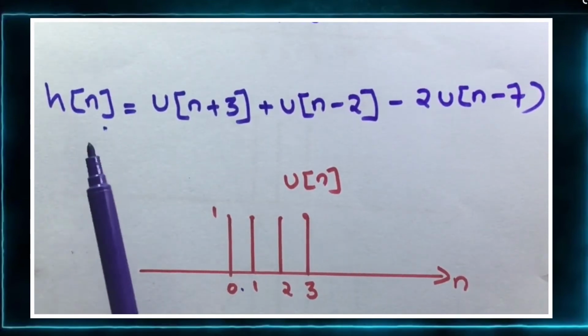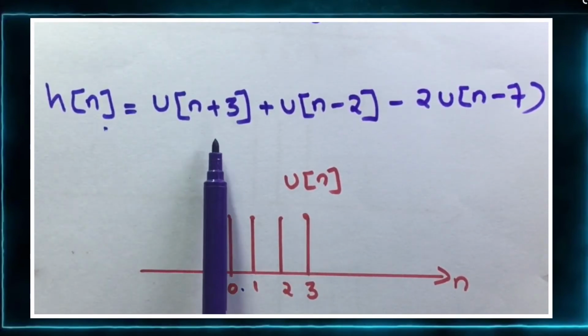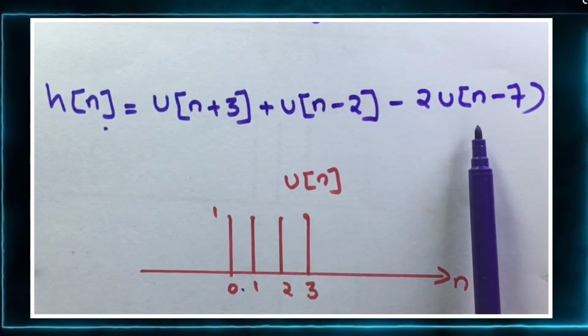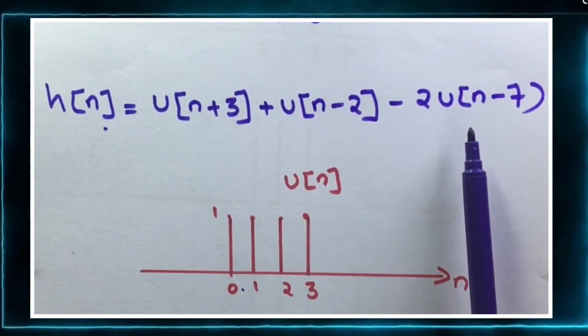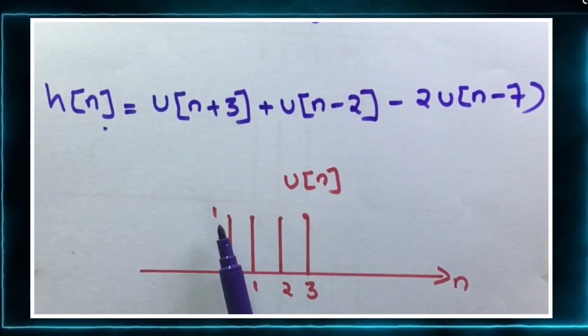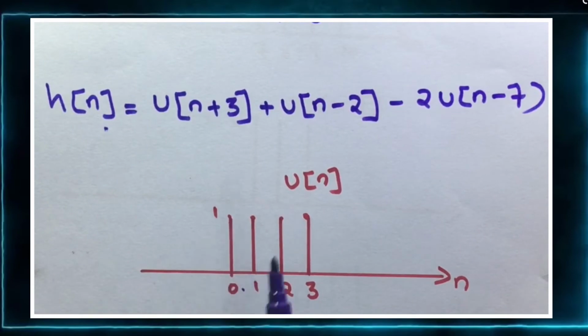h of n is given in the question as u of n plus 3 plus u of n minus 2 minus 2u of n minus 7, where u of n is the unit step sequence, which has a constant value 1 for n greater than or equal to 0, and it is defined as 0 for n less than 0.